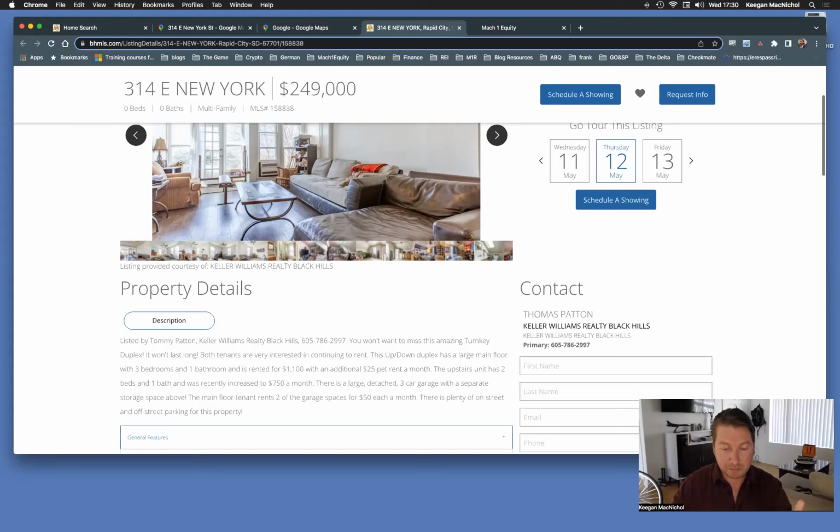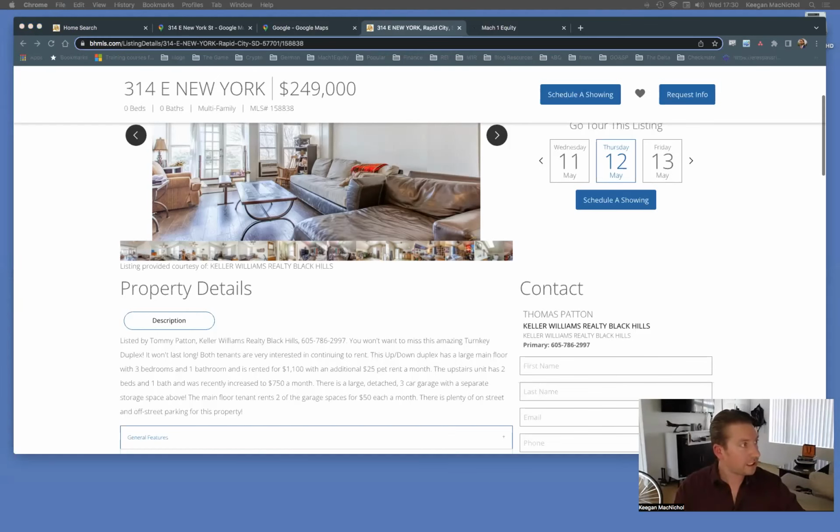Again, are pets allowed? Pet rent is great. I generally charge 35 to 50 bucks a month for pets. We already talked about washer dryer, and just in general, what other info do they have?